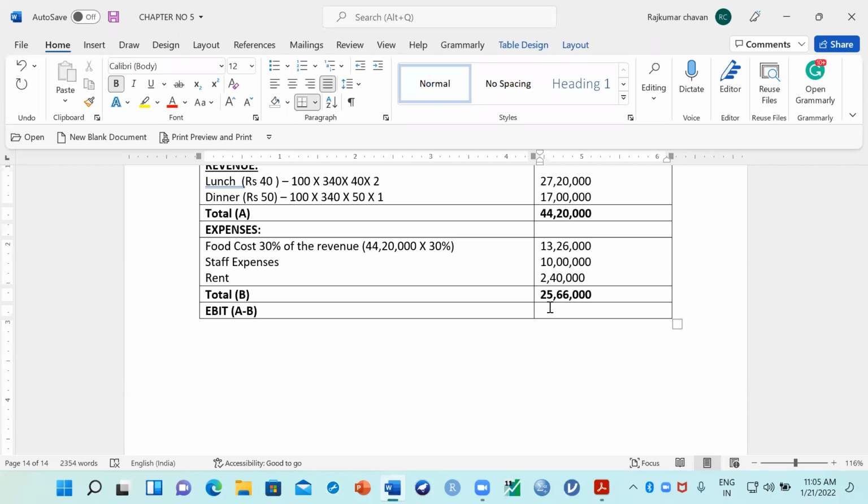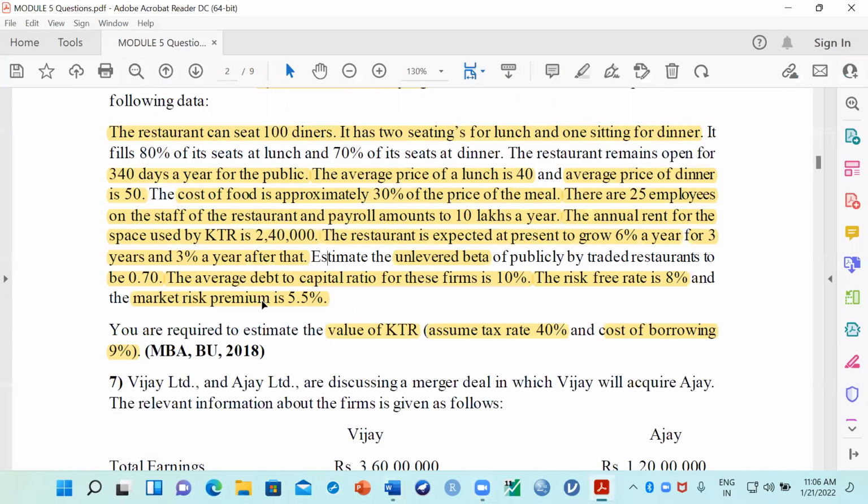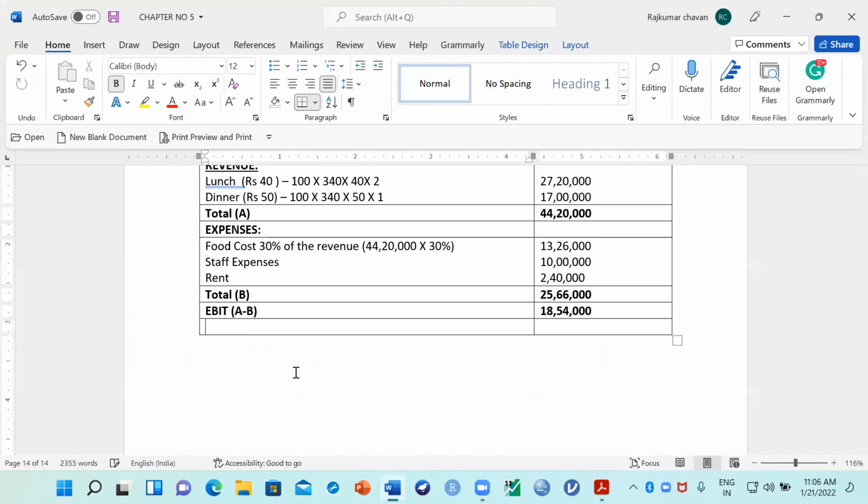Okay. So the total operating profit of this company is how much? 18 lakh 54,000 is the EBIT. So now EBIT is over, but here in the question, we don't know how much equity they have raised and how much debt they have raised. So for the interest part, we don't know because only the ratio of debt and equity is given, but the total amount of debt is not given here. So EBIT is over here.